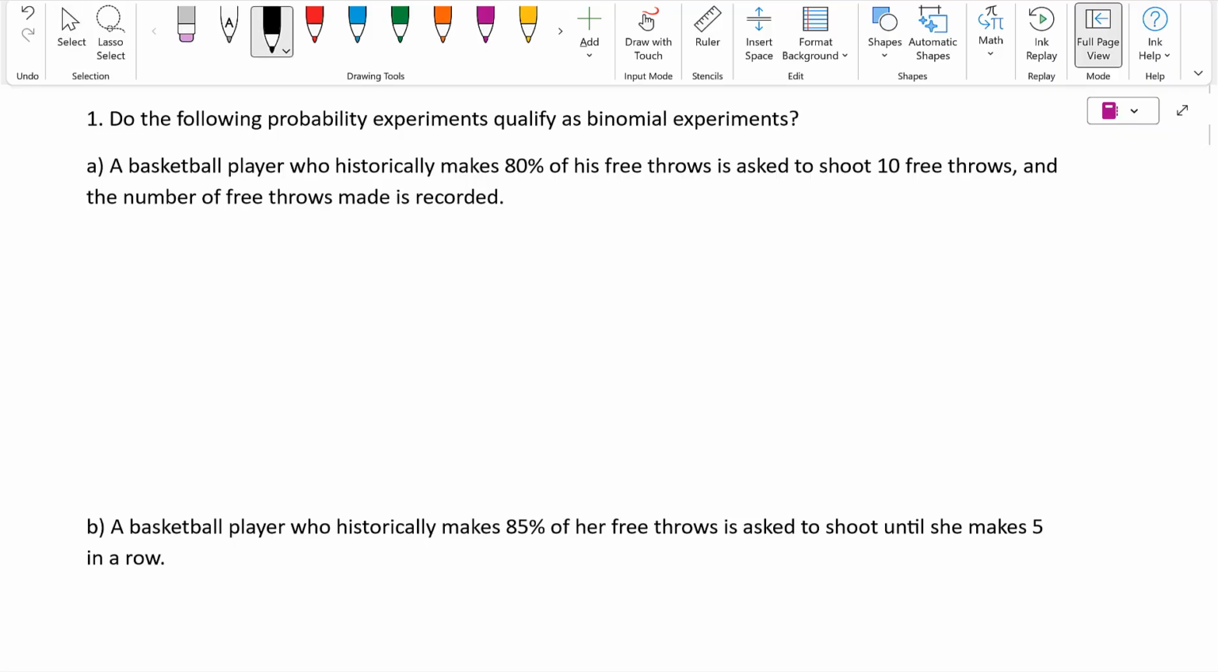For A, we have a basketball player who historically makes 80% of his free throws, is asked to shoot 10 free throws, and the number of free throws made is recorded. So if we're looking at our 4 criteria, we have an n equals 10 here, so we have a fixed number of trials. For 2, we needed our free throws to be independent, so they definitely are, right? What happens on the first free throw is not going to change what happens on the second, so each free throw is independent.